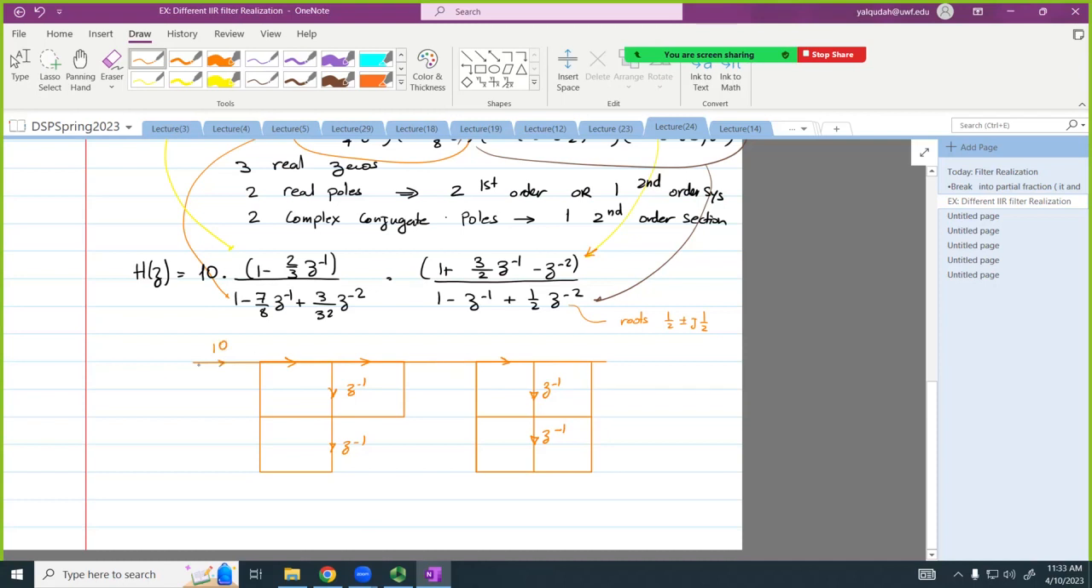So this is a 10. This is x of n. This is 7/8. And this is -3/32. This is 1. This is minus 1/2. This is a 3/2. And this is a -1. And this is our y of n. Assuming I did not miss anything.